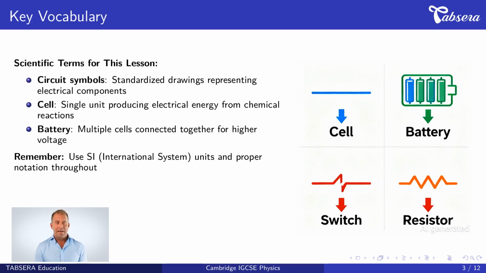Now let's define our key vocabulary. Each term is essential for understanding this lesson. First, circuit symbols, which means standardized drawings representing electrical components. These symbols are internationally recognized and allow clear communication of circuit designs. Second, cell, which means a single unit producing electrical energy from chemical reactions. A typical cell produces about 1.5 volts. Third, battery, which means multiple cells connected together for higher voltage. Understanding these terms precisely is crucial for circuit analysis and design.